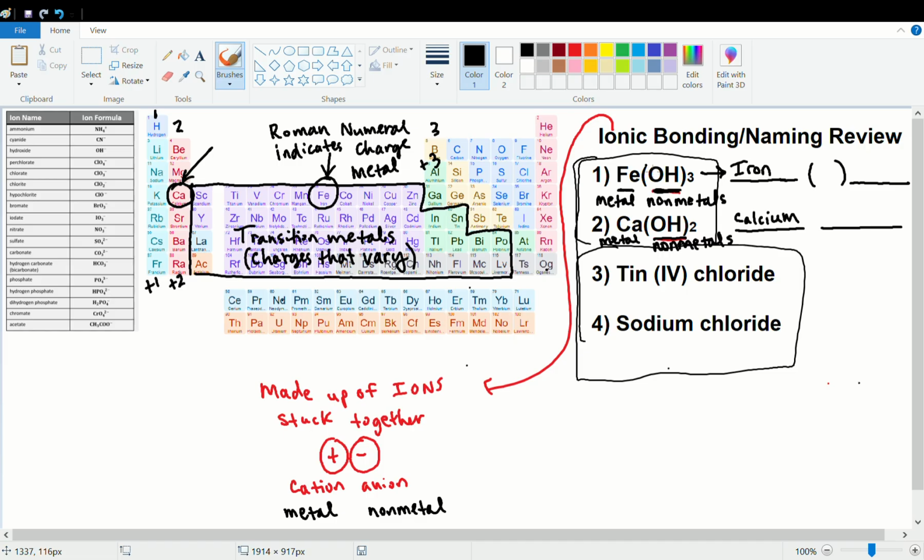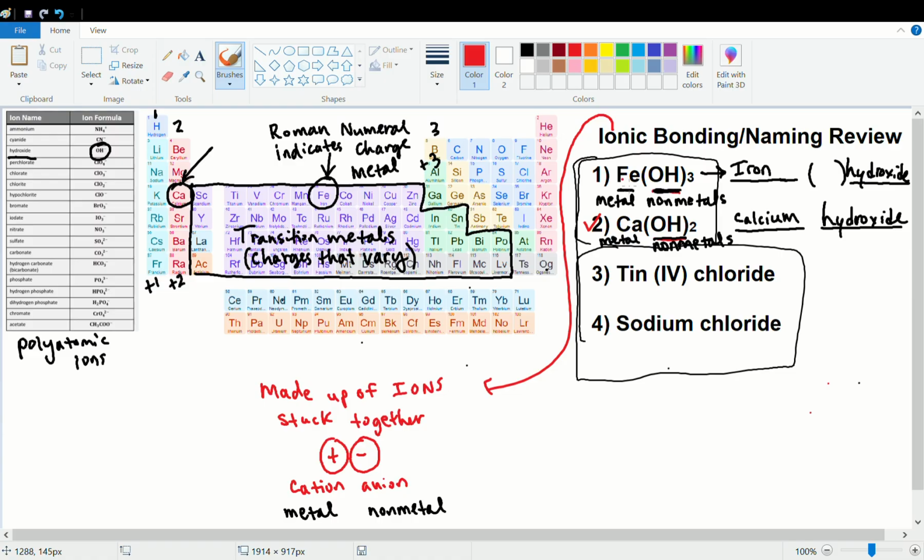Whenever I see a group of nonmetals like O and H together, I automatically think to come over here and look at my polyatomic ion sheet. And so we see the name of OH is hydroxide. So I'm going to write hydroxide for the second word. And so for number 2, I'm actually now done. I totally completed number 2, calcium hydroxide.